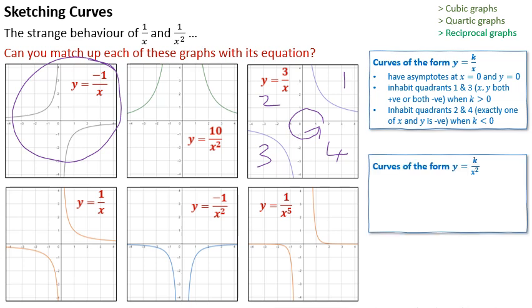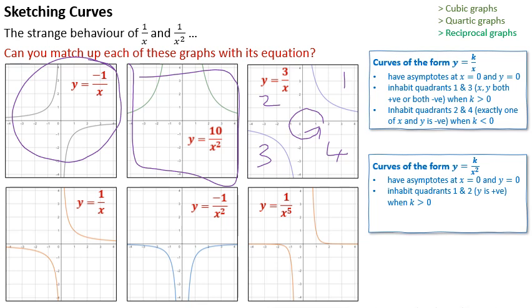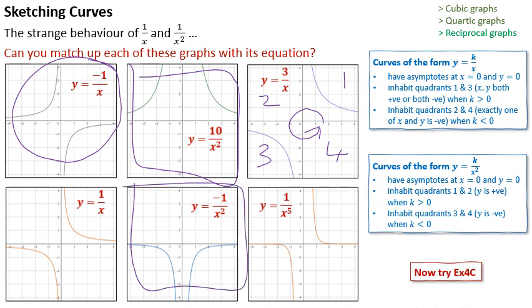Now, if we're looking at curves of the form y equals k over x squared, then we get a slightly different effect. We'll still have asymptotes on the y-axis and the x-axis, but the curve will either be in quadrants 1 and 2, like in this one, and that happens whenever the number on top is positive, or it will be in quadrants 3 and 4, like this one, and that happens whenever the number on the top is negative.